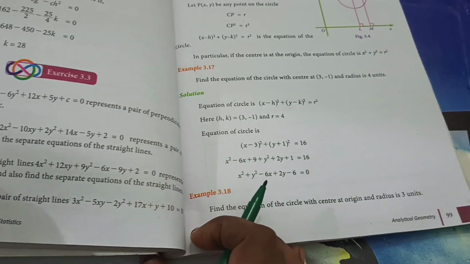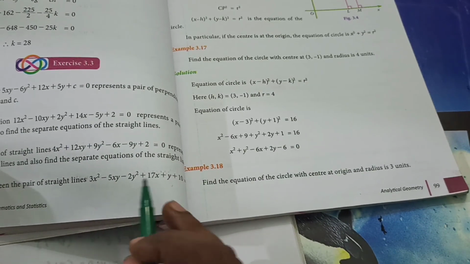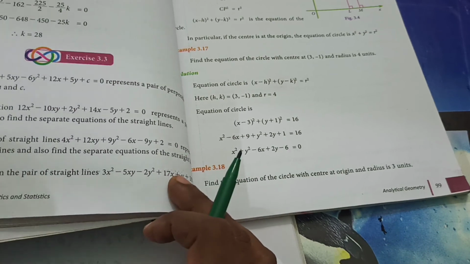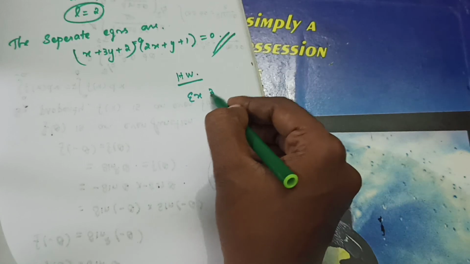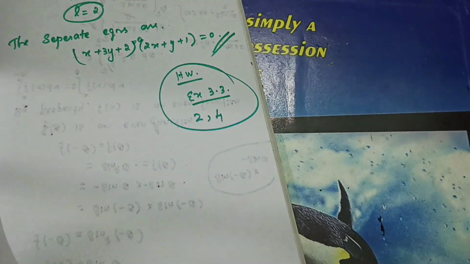Then problem number 4 is homework: find the angle between the pair of straight lines. What will you do? Compare with that equation, find out f, g, h, everything. Afterwards, θ is equal to tan inverse of... use that formula. So homework is exercise 3.3, problem numbers 2 and 4. These two problems are homework.